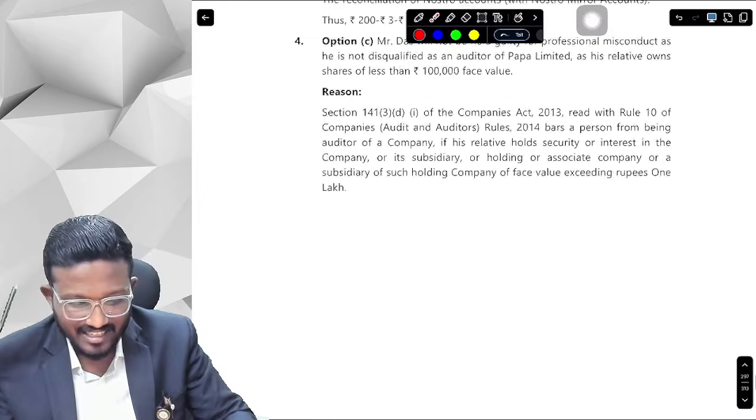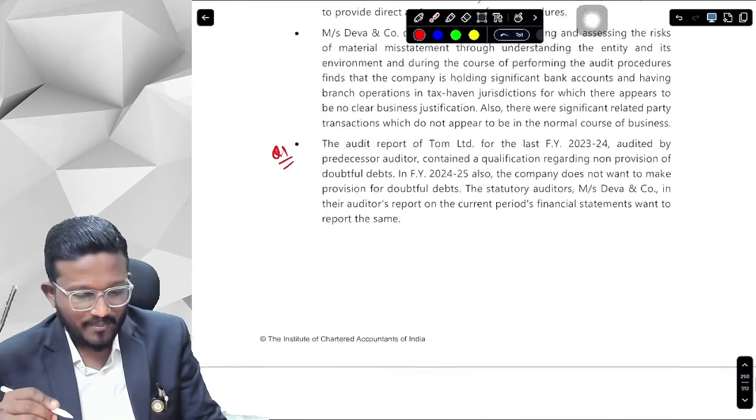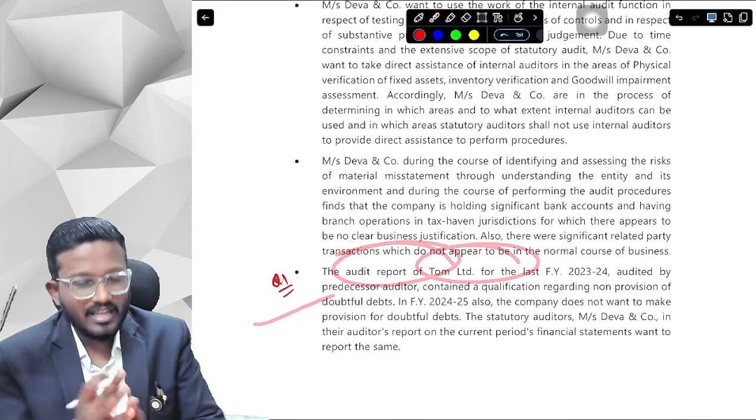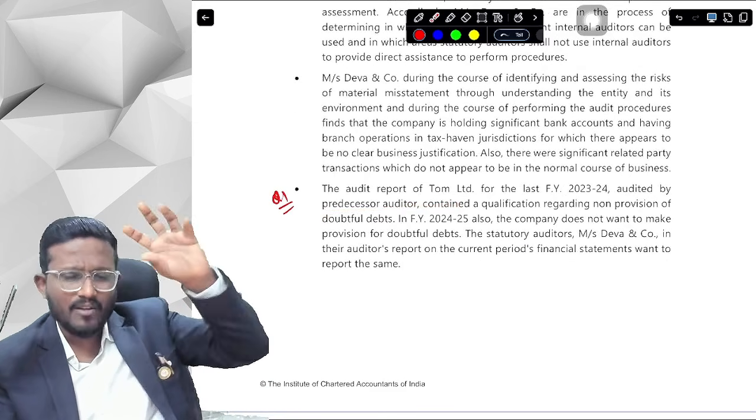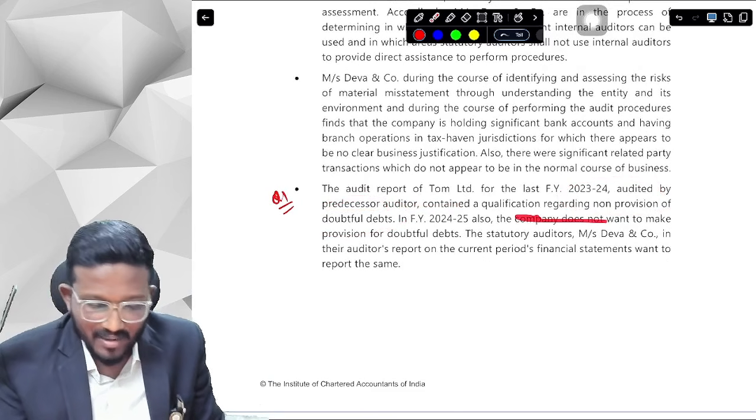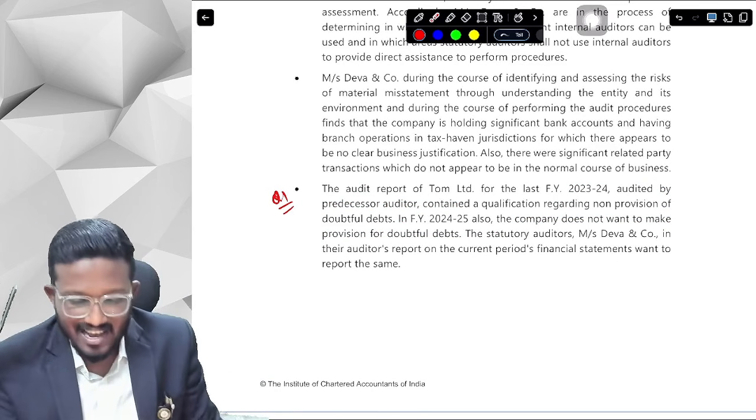Okay, yes sir, this was your case scenario number 56, 57. Let's do case scenario number 58. What is it trying to say, sir? It is saying that there is an audit report of Tom Limited for the last financial year 2023-24, which was audited by a predecessor auditor, and there was a qualification regarding non-provision for doubtful debts. In the current year also, the company does not want to make provision for doubtful debts. So in the current year also, we will modify our opinion.